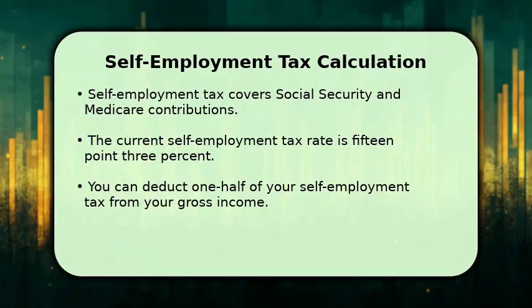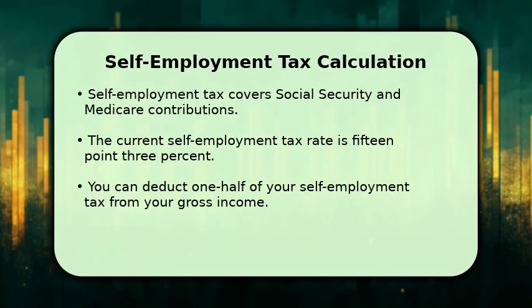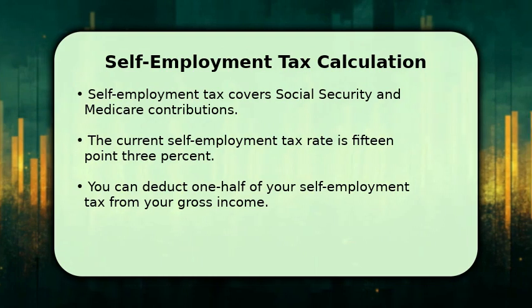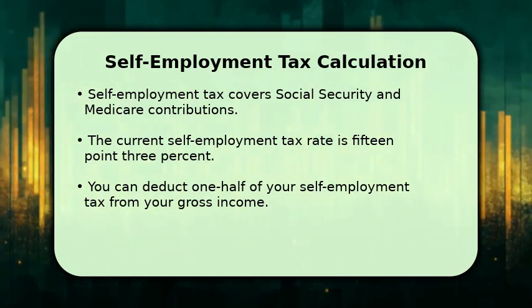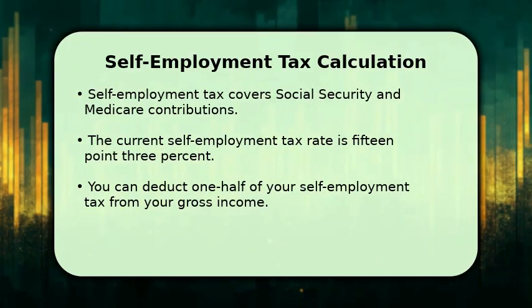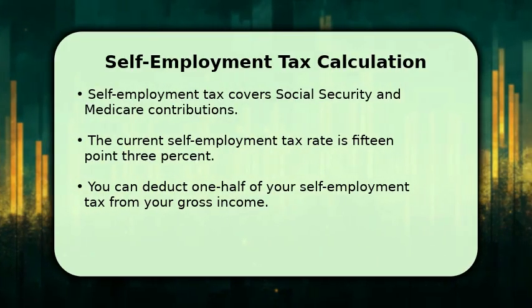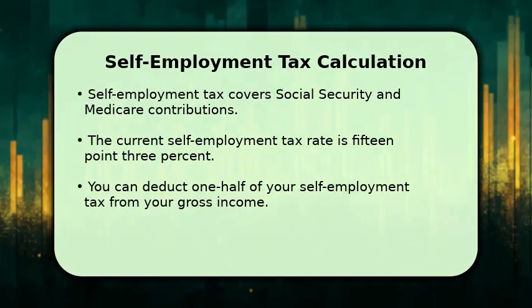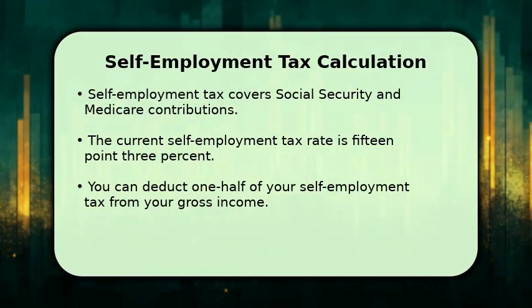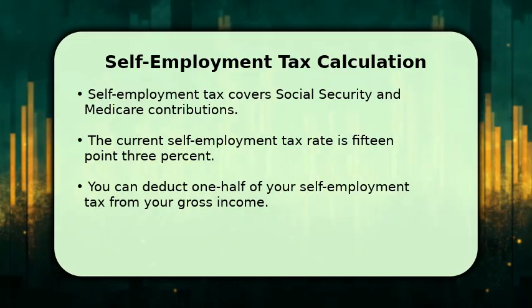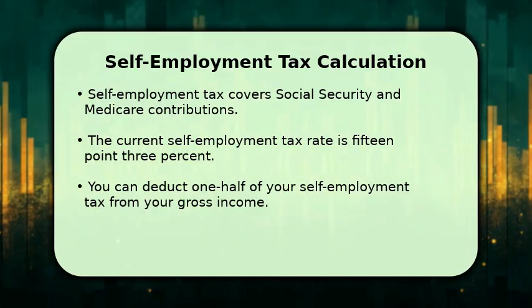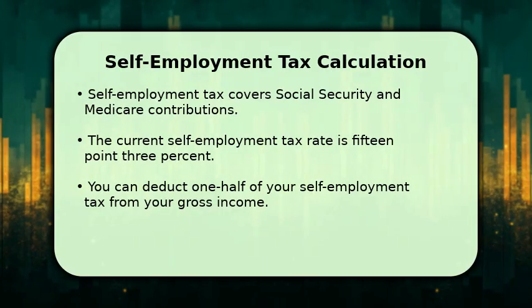As a self-employed individual, you are responsible for both the employer and employee portions of Social Security and Medicare taxes. This is known as self-employment tax. The rate is 15.3% on your net earnings, up to certain limits. Fortunately, you can deduct 1/2 of your self-employment tax from your gross income, which helps reduce your overall tax burden. This calculation is a key part of your tax obligations.